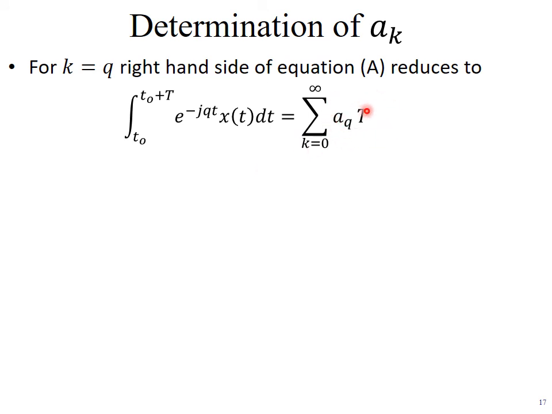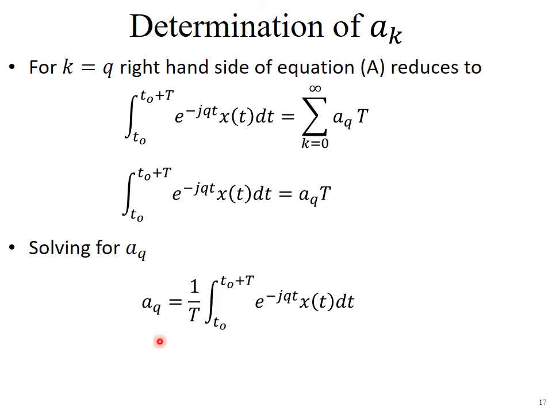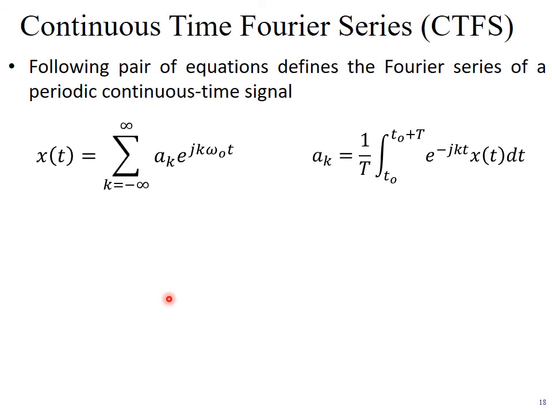Now here we do not have any dependency on k, right? So we can simply eliminate the summation, and we can rearrange this equation in this form: aq equal to 1 upon T, integral from t0 to t0 plus T, and this. Or if we want to write it in the form of ak again, ak would be equal to 1 upon T, integral from t0 to t0 plus T, e power minus jk omega t x of t dt. So this is the formula to compute ak, the coefficients of the Fourier series.